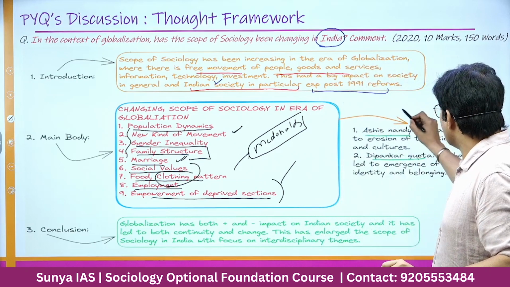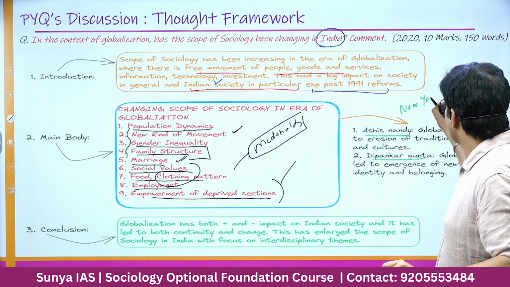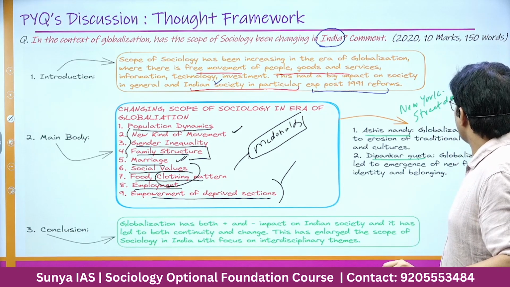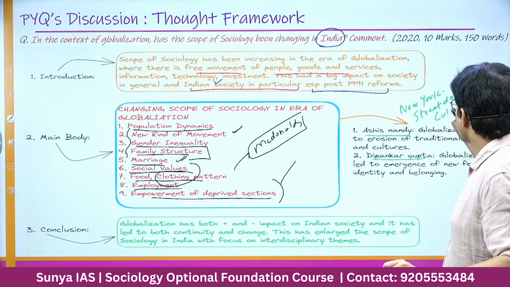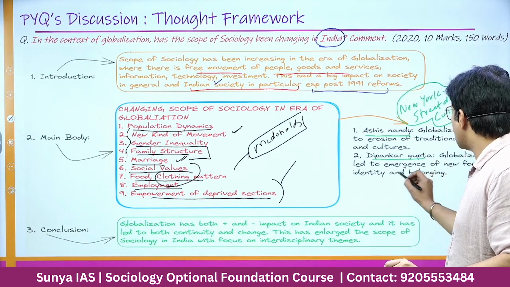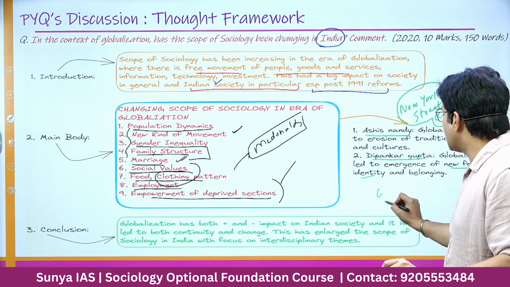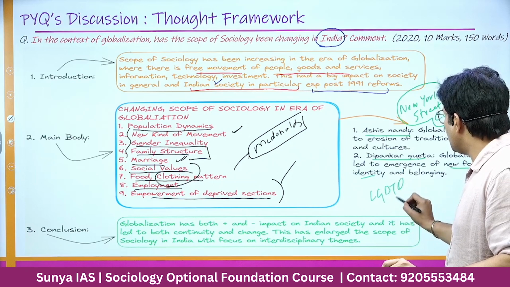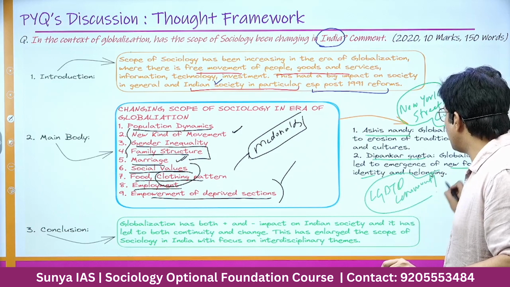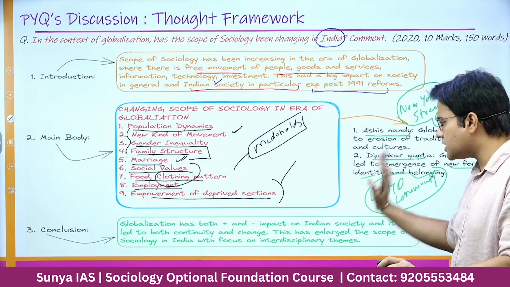So New York street dance culture. Even you can talk about new forms of identity, like the LGBTQ community. Now they are coming out in the open and talking freely about their sexual orientation. All those things, you can give as examples.